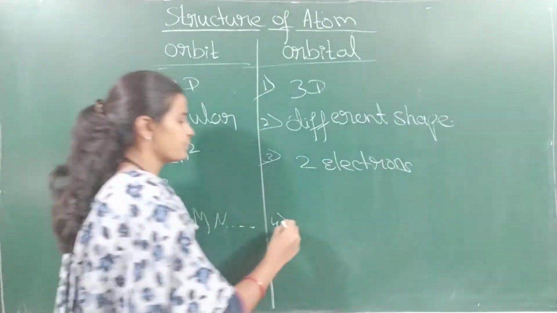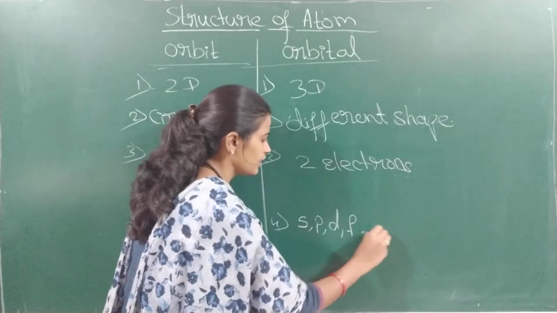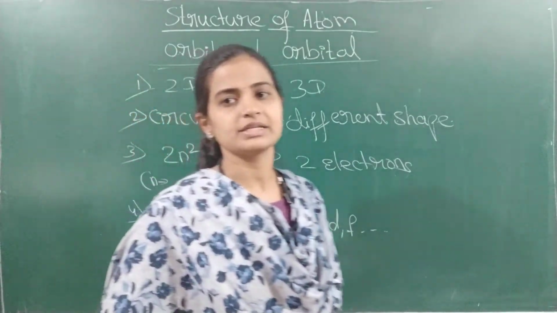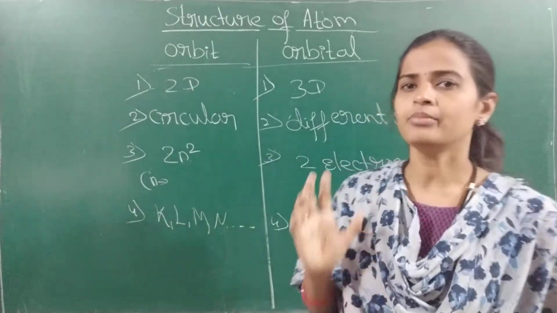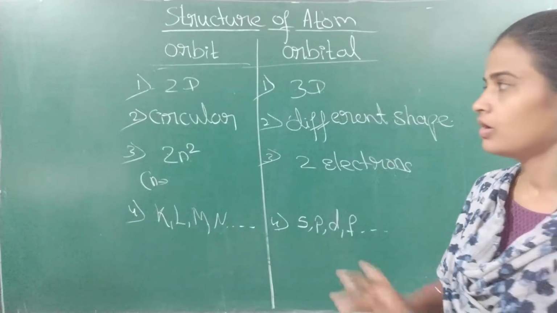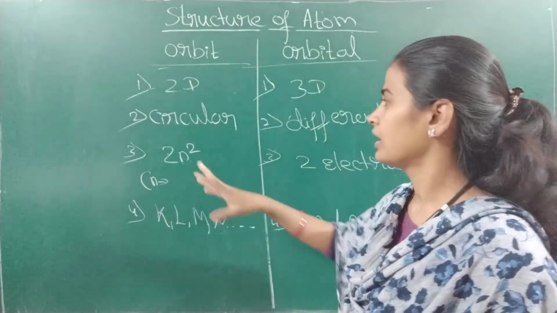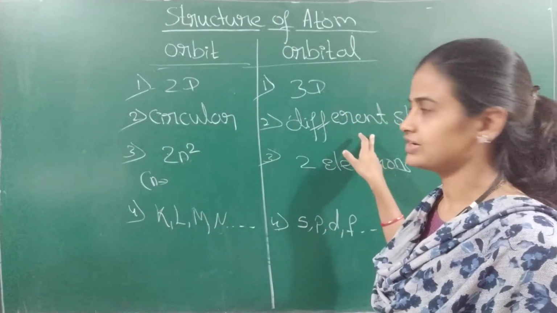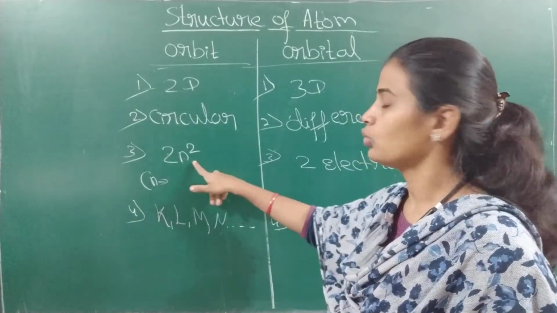And orbitals are represented as S, P, D, F, small letters. These are some important differences between orbit and orbital. Orbit is a two-dimensional circular path, orbital is a three-dimensional space. Orbit is always circular in shape, and orbitals have different shapes. The maximum electrons in the orbit is given by 2n square.